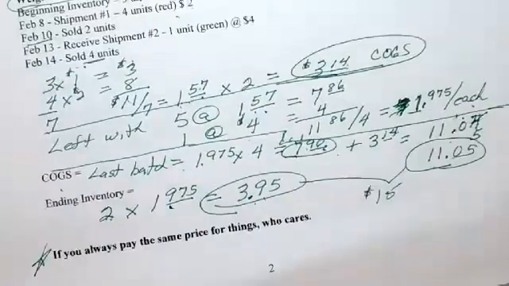Final thought, if you always pay the same price for the things in your inventory, you don't care. So if you're in a contract where it says we purchase our candy for $1 a unit, you'll get exactly the same thing with LIFO, FIFO, or weighted average.